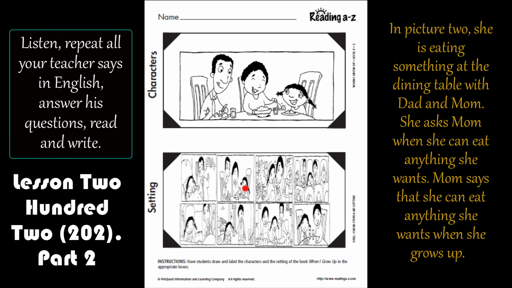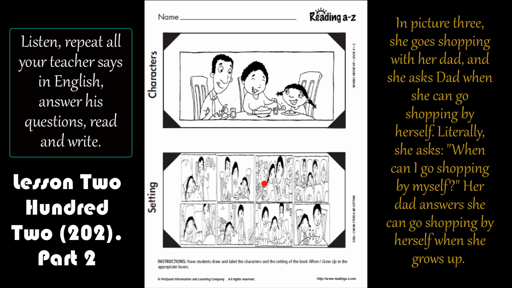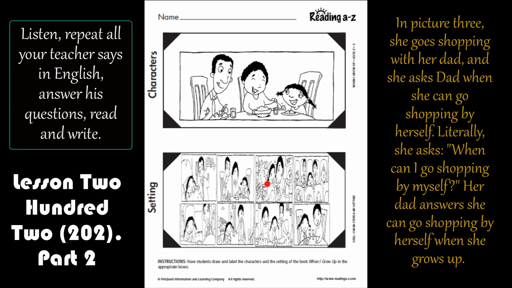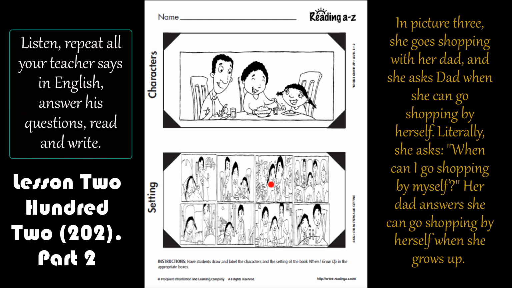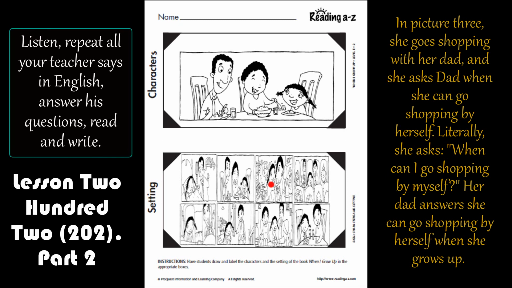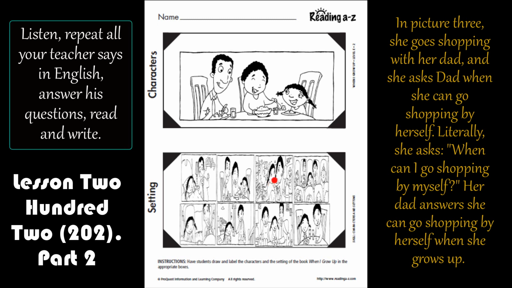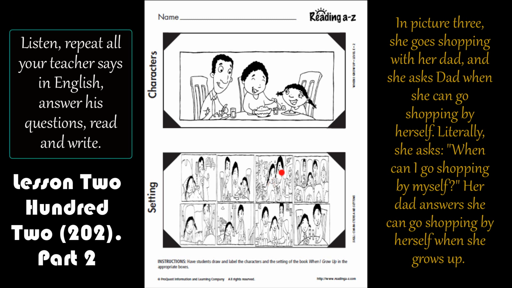Mom says that she can eat anything she wants when she grows up. In picture 3, she goes shopping with her dad. And she asks dad when she can go shopping by herself. Literally, she asks, "When can I go shopping by myself?" Her dad answers she can go shopping by herself when she grows up.